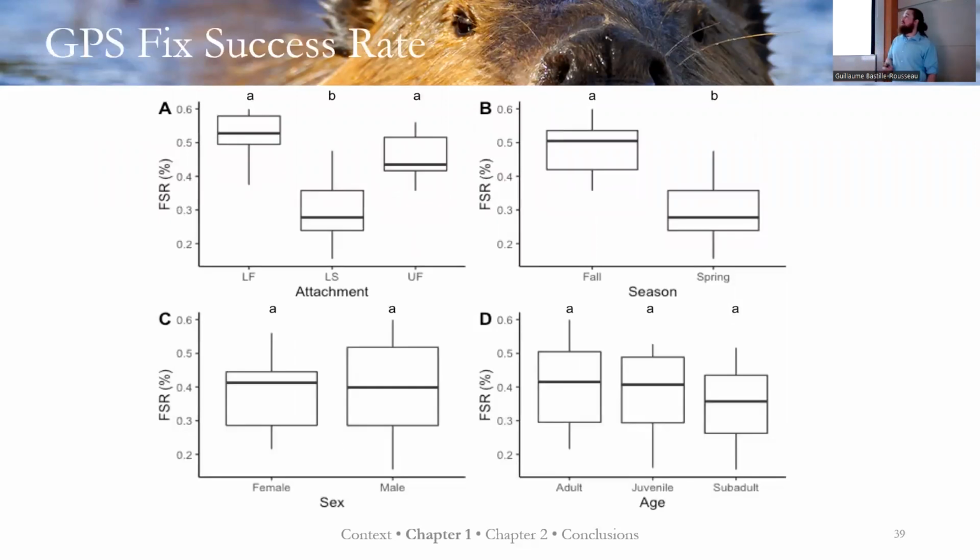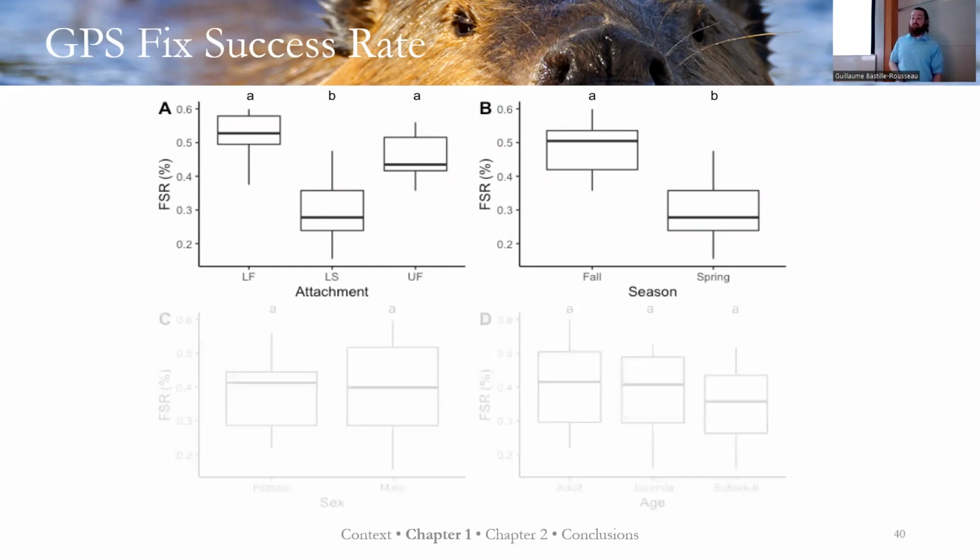And moving on to GPS fix success rate, the sex and age had no impact on these results, but attachment and season did. The x-axis again is the attachment methods, lower back fall, lower back spring, and upper back fall. And then the y-axis is indicating the fix success rate in terms of percentage.